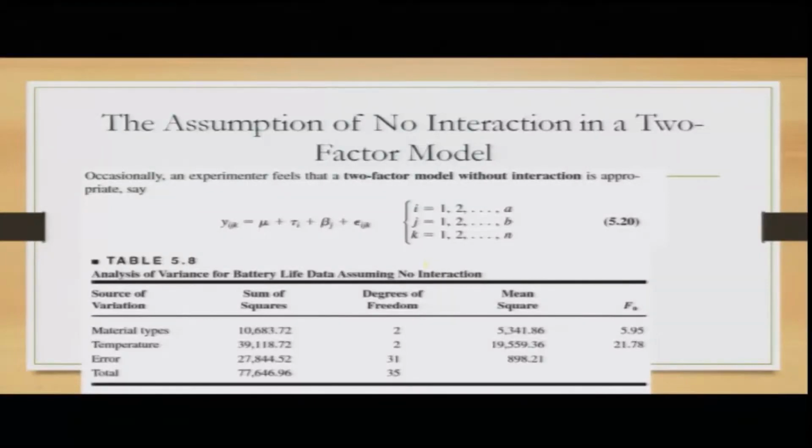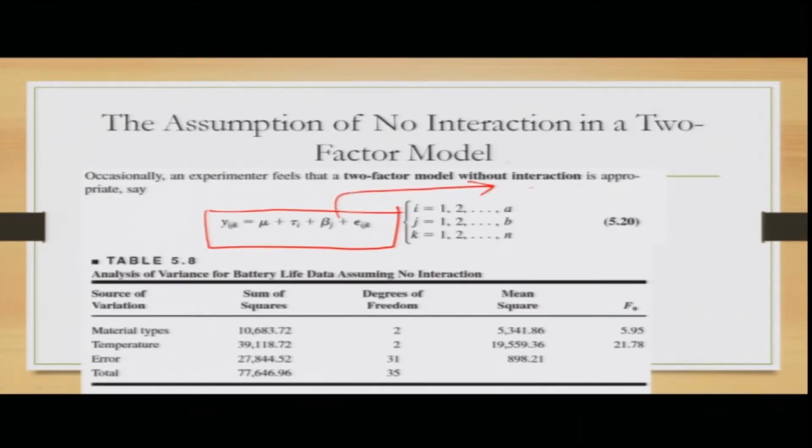Occasionally an experimenter feels that the two factor model without interaction is appropriate, so he will model it. I will just highlight it. Here what is important is that tau beta ij is not there. i is equal to 1 to a, j is equal to 1 to b, k is equal to 1 to n. So, analysis of the variance of the battery life, assuming no interaction.